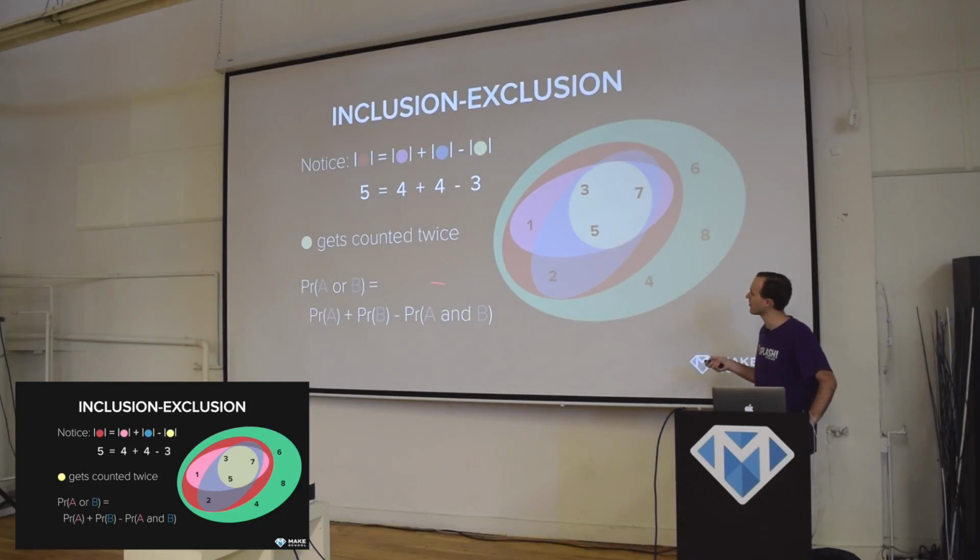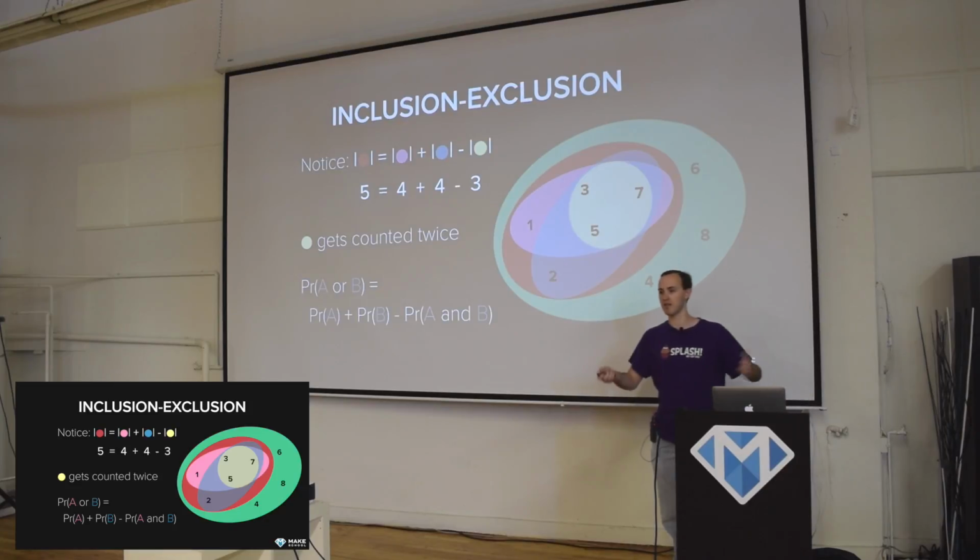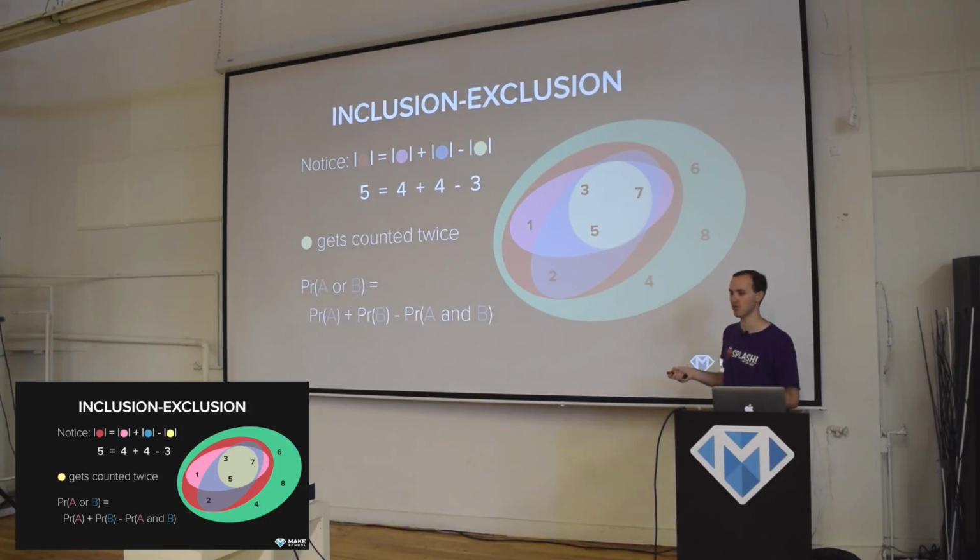Now, I've given it here for A or B. You might ask, what about A or B or C, some third event? It's pretty simple. You can try working it out yourself to see how this formula changes.